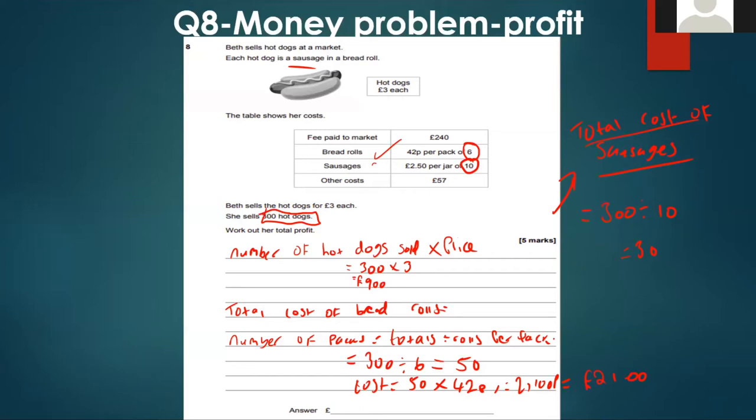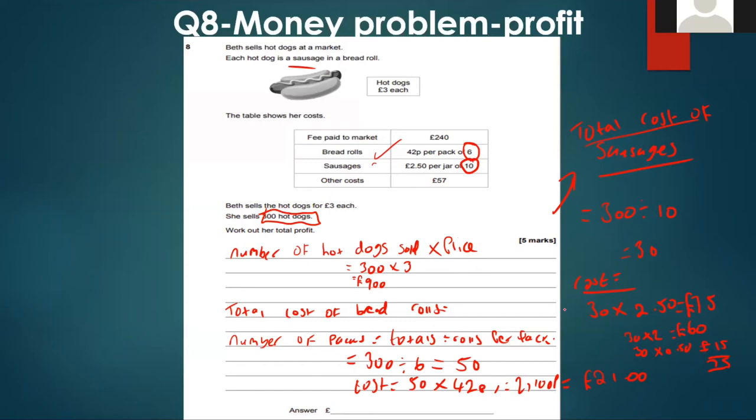So the cost of these sausages is going to be the 30 packs. How much do they cost each? Well, they cost £2.50 each. So 30 times £2.50, you could put into your calculator, is £75. Or you could have done 30 times two, which is equal to £60, and then 30 times 0.50 is equal to £15. Adding those two together is 75. So that is one way you could do it.